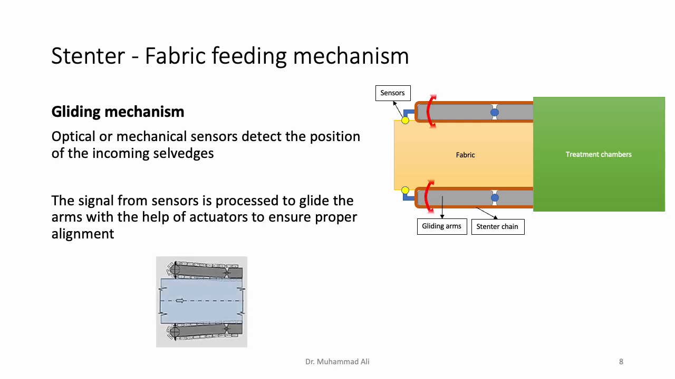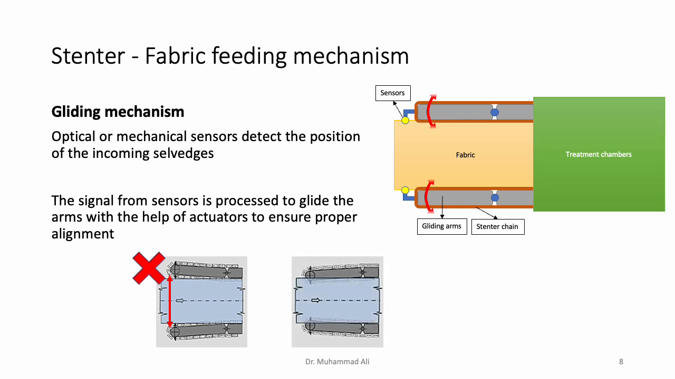The gap between the gliding arms also has to be maintained accurately. So in this image that you can see on the bottom left corner of the slide, if you look closely, you will observe that the gap between the gliding arms is slightly more than the fabric width. This is an incorrect configuration of the gliding arms, and if this happens, then probably the fabric salvages will not be gripped and the fabric will be damaged.